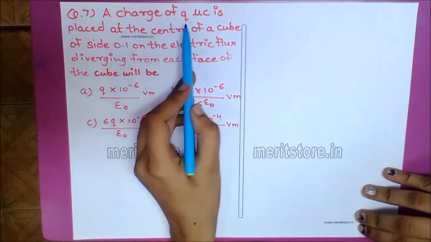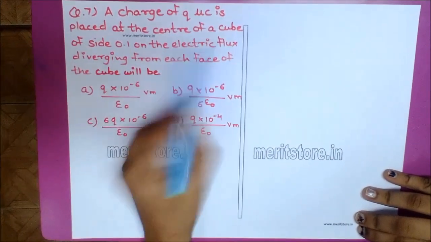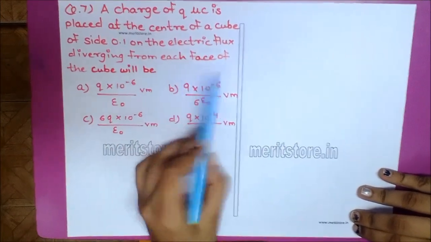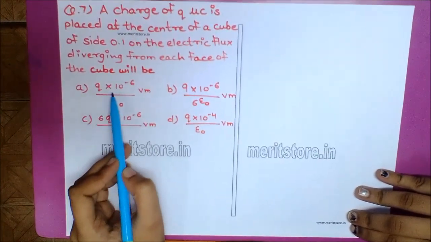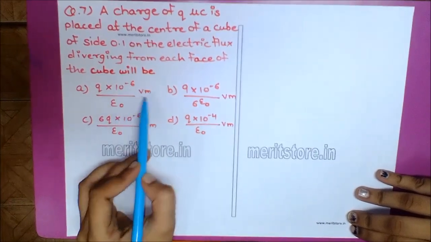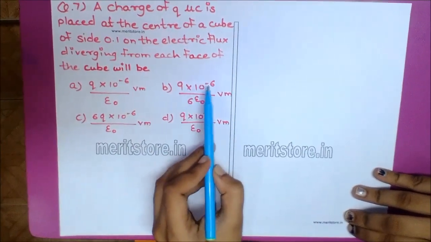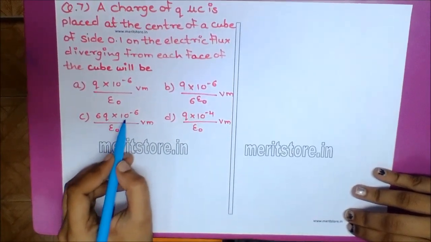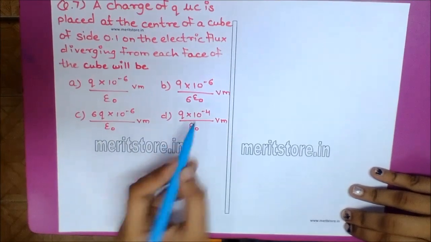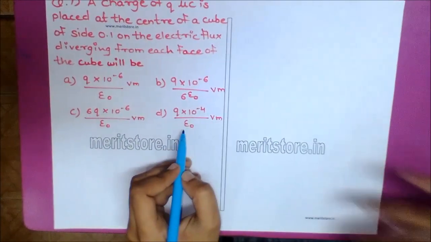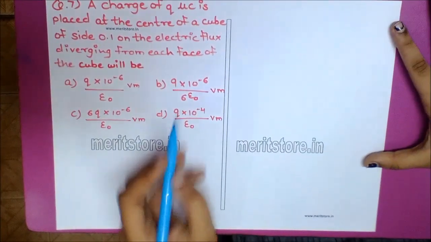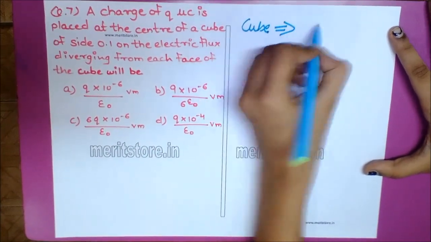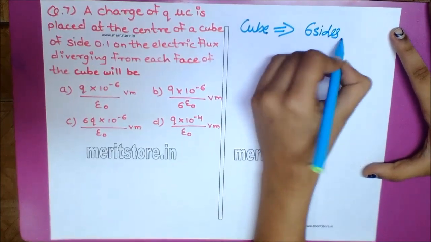Question 7. A charge of Q mu C is placed at the center of a cube of side 0.1. The electric flux diverging from each face of the cube will be A Q into 10 raised to minus 6 upon epsilon naught voltmeter, B Q into 10 raised to minus 6 upon 6 epsilon naught voltmeter, C 6 Q into 10 raised to minus 6 upon epsilon naught voltmeter, D Q into 10 raised to minus 4 epsilon naught voltmeter. We have been given a cube in the question, and we know a cube will have 6 sides.